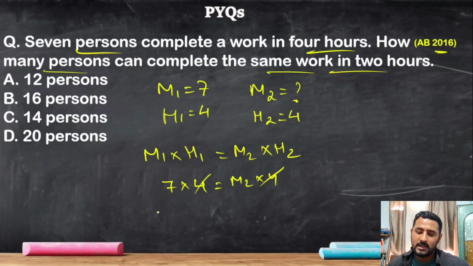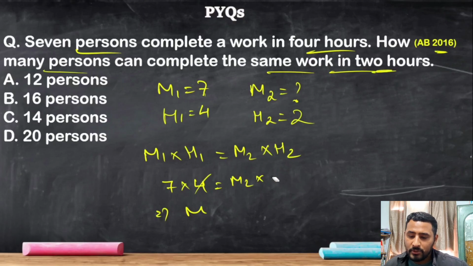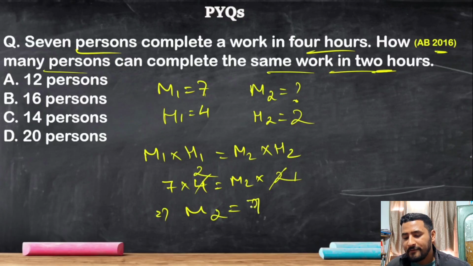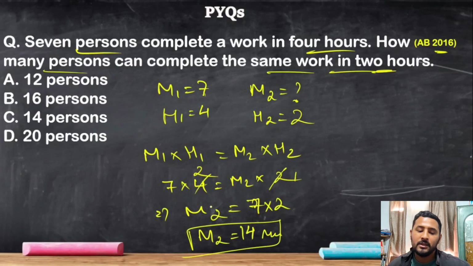So cancel, 4 gets cancelled. M2 is 7, and sorry, H2 is 2. I'm very sorry, this is 2, right? So H2 will be 2. Cancel. This will be 2 2s, okay? 2 1s are 2, 2 2s are 4. So our M2 will be 7 into 2. This will be how much? M2 will be 14. Okay, 14 men are needed. I hope this is clear.